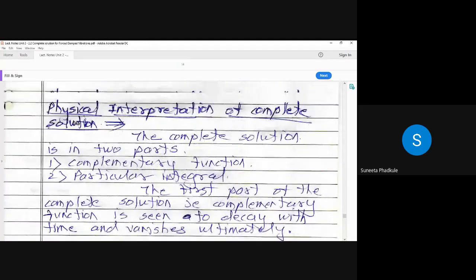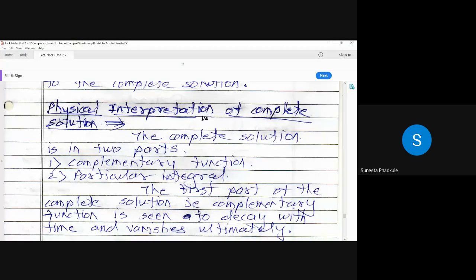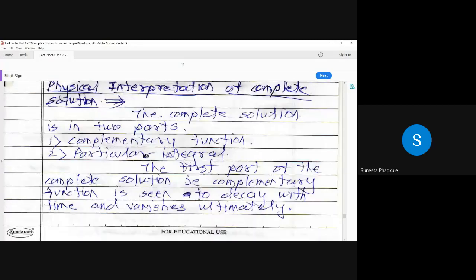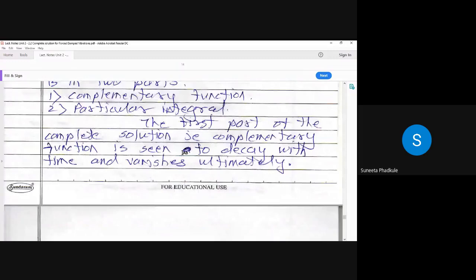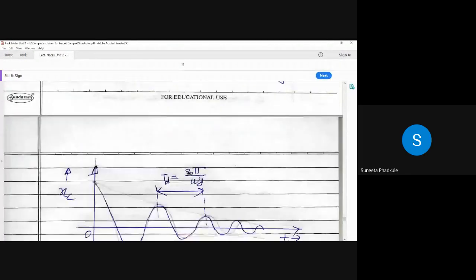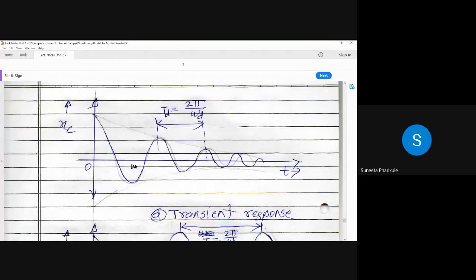Okay, now the last part of today's lecture is the physical interpretation of the complete solution. The complete solution consists of two parts. First is the complementary solution, second is the particular integral. This is Xc, this is Xp. The first part of the complete solution, that is the complementary function, is seen to decay with time and vanish ultimately. See here, this is the Xc versus time graph, the displacement versus time graph. This is denoted by Xc.